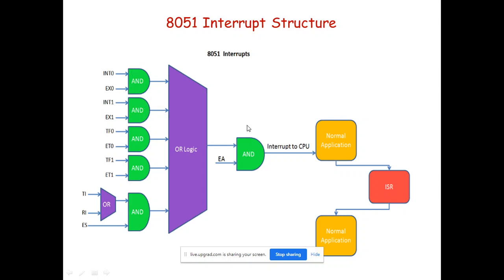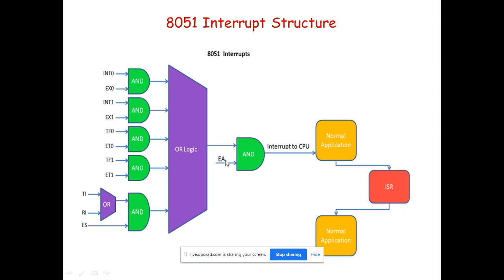Then it proceeds, and after that it is given to the OR gate. If any one of the interrupts is generated, because of the OR logic, it proceeds further. When this becomes 1, this AND gate checks EA. EA means enable all or disable all. 1 means enable and 0 means disable.